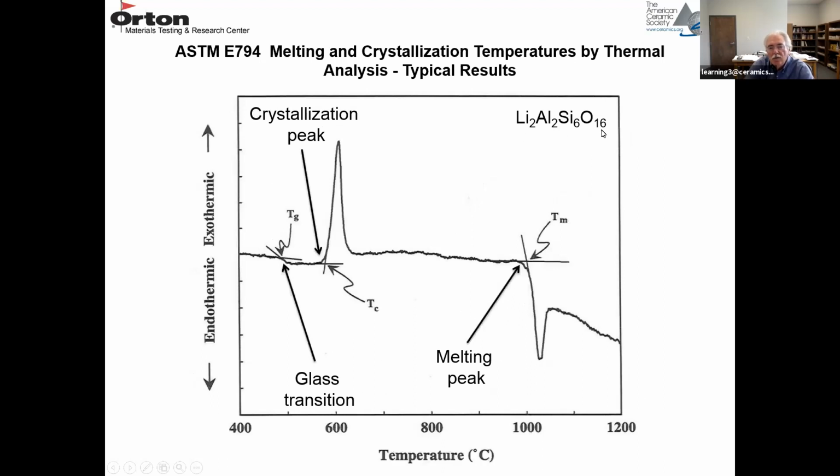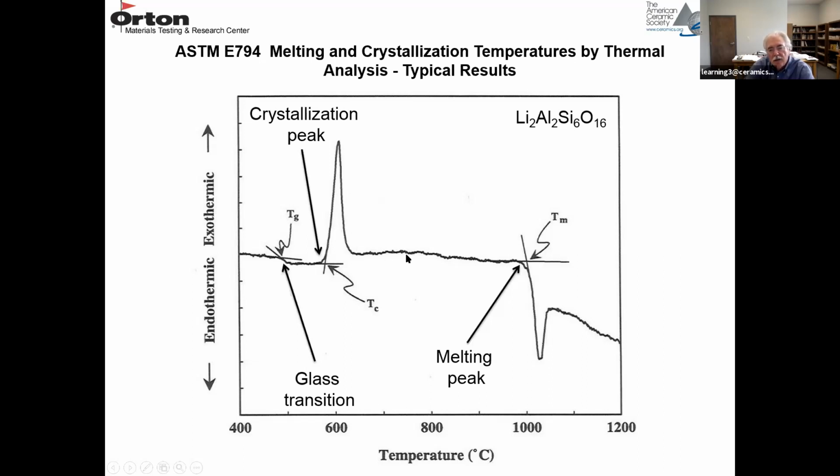This crystallizes a lithium aluminum silicate glass. Again, it's exothermic versus endothermic as a function of temperature. There's not very much baseline drift here. So as you heat up, you see a little change in slope there. Well, that's the glass transition. It doesn't show up automatically like these other peaks, but it is there. And then this is a glass ceramic, so it crystallizes. So this is a crystallization peak in the exothermic direction.